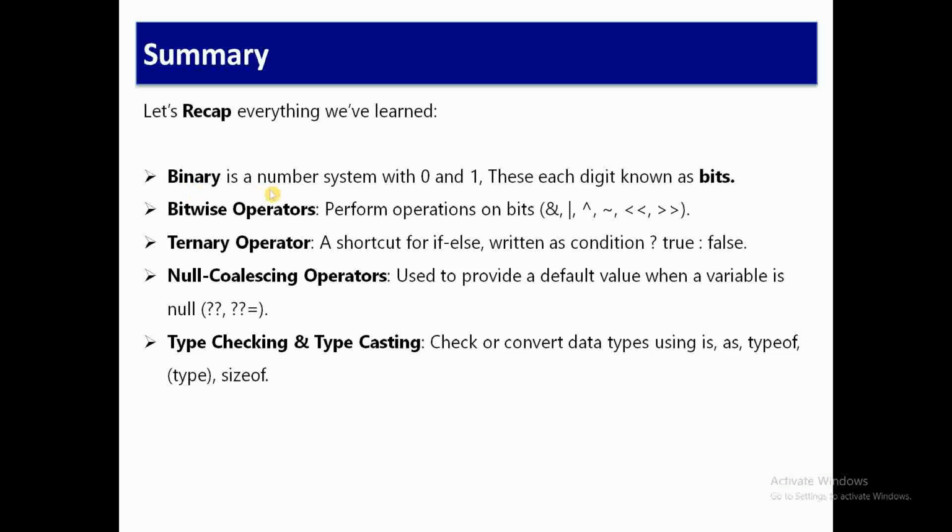First one is binary. Binary is a number system that contains 0 and 1, and each digit in binary is known as a bit. We checked all the concepts in binary, like the binary place values from 1 to 128. They start from right to left: 1, 2, 4, 8, 16, 32, 64, 128. These are all binary place values, and we also saw an example of converting a given value to binary. So this is the binary concept.